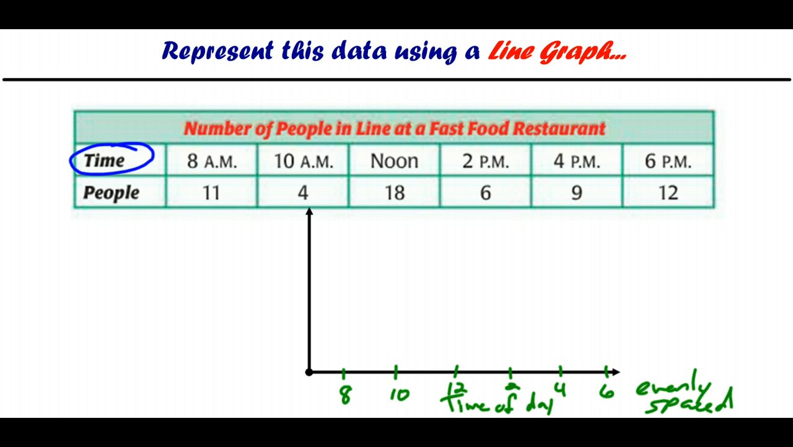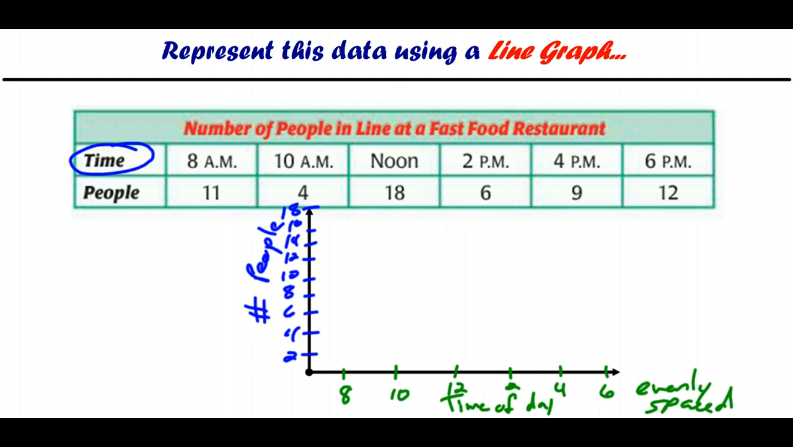On our vertical axis, we want to have the number of people who are in the restaurant. Now, the total number of people at most that we have is 18, and the least that we have is 4. So I'm going to count by 2s, 2, 4, 6, 8, 10, 12, 14, 16, have 18 be right up there. And now the next thing we need to do is plot those points.